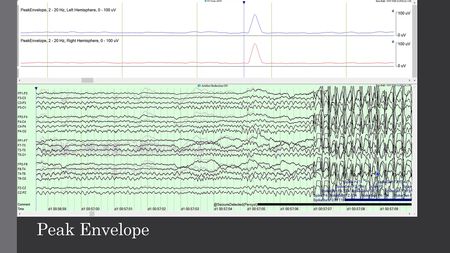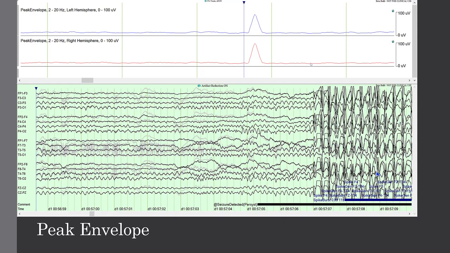AEEG is fixed function. Peak envelope can have different frequency ranges, but it is using an epoch length of 10 seconds. And so what this trend shows is the amplitude between 2 and 20 hertz for each 10-second page. And you can see that it's going up during this spike and wave seizure, and then it goes back down at the end of that seizure. It doesn't give us a lot of information. It's really just an amplitude trend with some information stripped out.